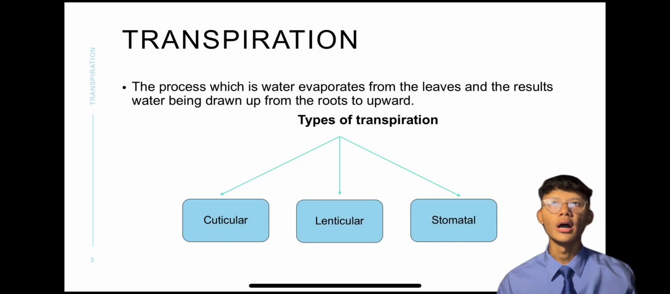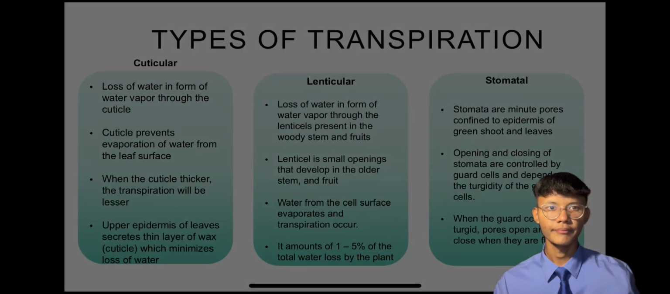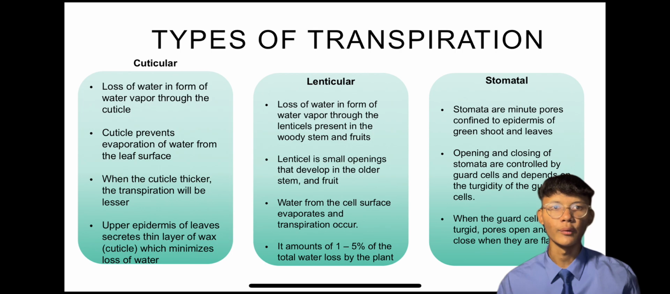Next I will explain about transpiration and the types of transpiration. Transpiration is the process in which water evaporates from the leaves and as a result water is drawn up from the roots upwards. There are three types of transpiration: cuticular, lenticular and stomata. I will explain about cuticular, lenticular and stomata.